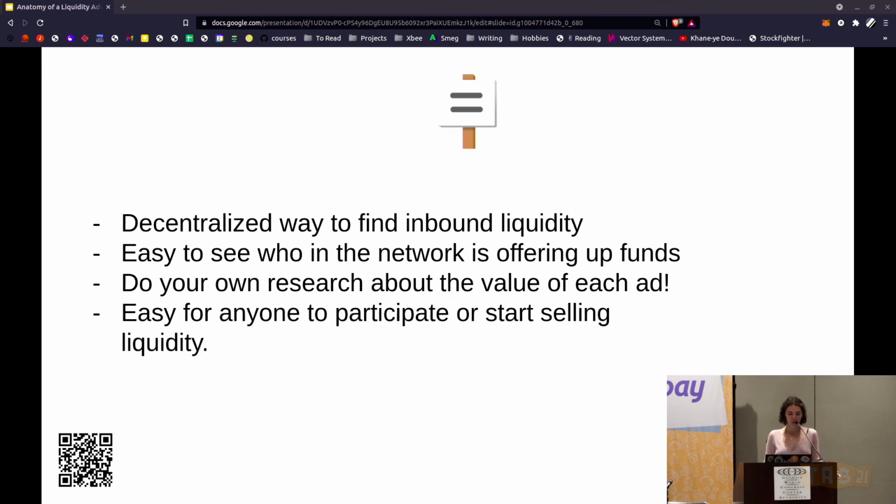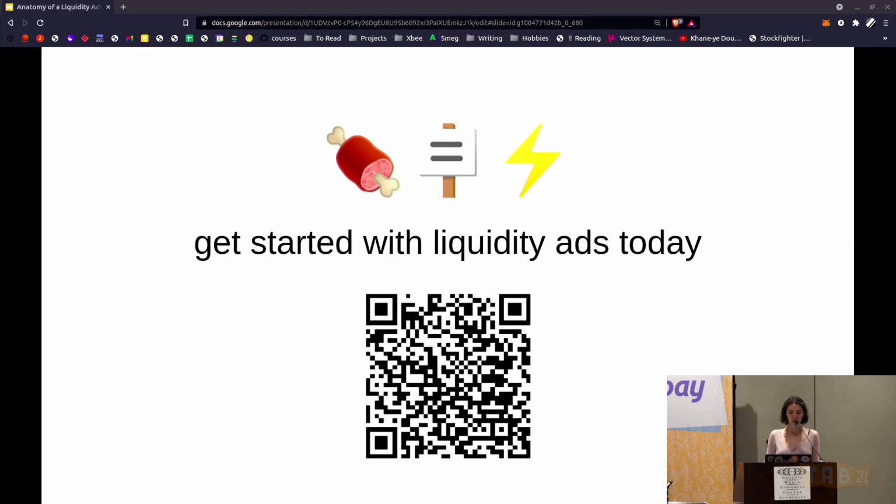And then finally, it's easy for anyone to participate. All you have to do is add some configs to your node and start advertising that you have liquidity, which is cool. So if you are running C Lightning, or if you want to run C Lightning to run a liquidity ad, there's an article at this QR code that tells you how to set these up on C Lightning and get running.